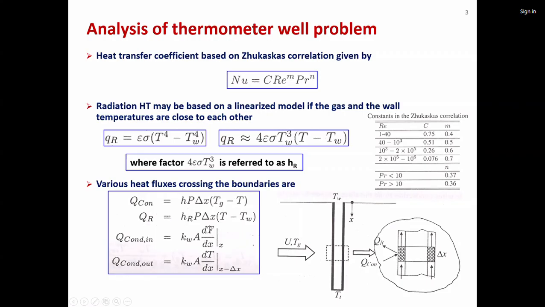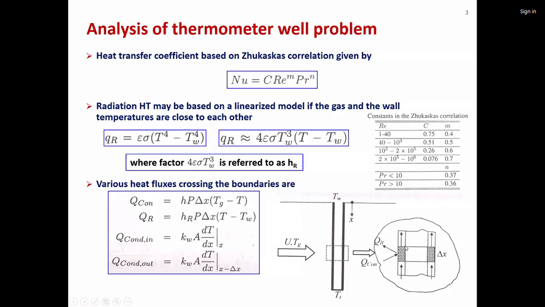Then you have radiation. h_r is the radiation heat transfer coefficient, again P into delta X, now times T minus T wall. That is the radiation heat exchange between this surface and the wall. In addition to this, you have heat conduction along the tube. X is positive in this direction. Let's say this is at X, and this is at X minus delta X.